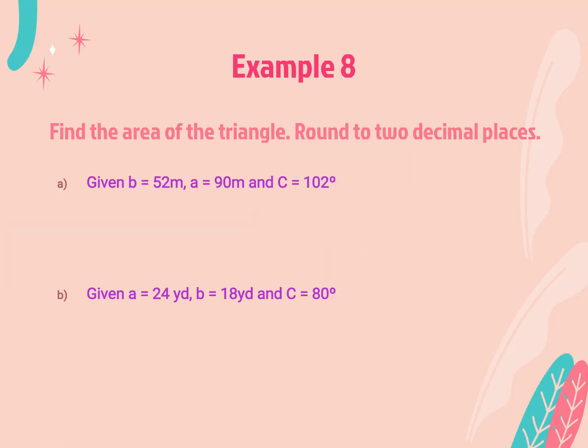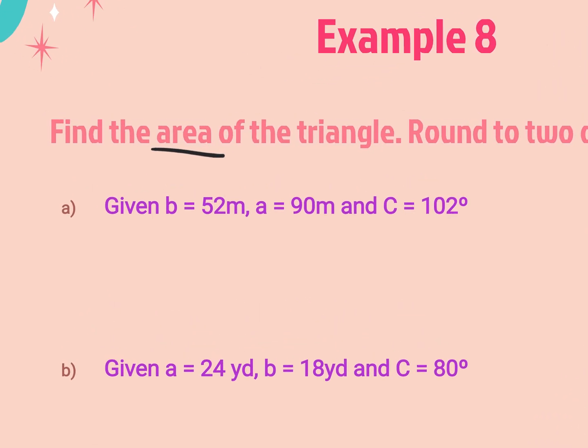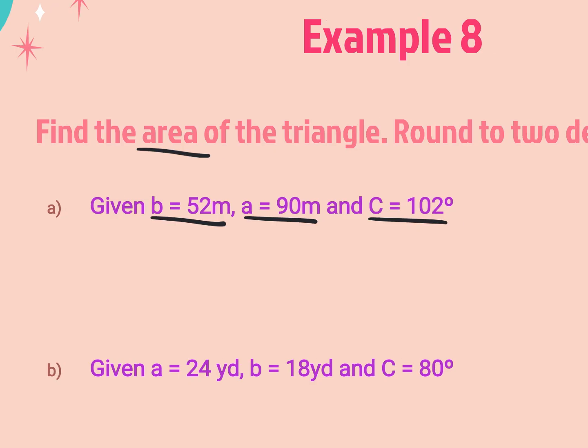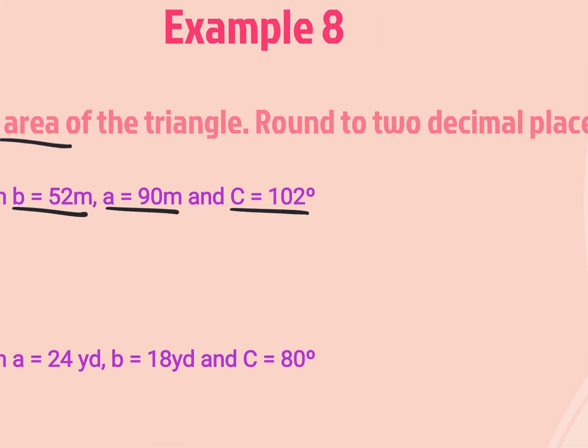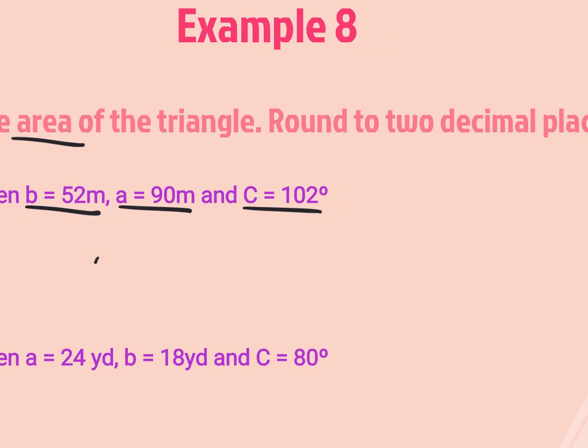So let's look at these. We want to find the area of these triangles. Let's start with this one. We're given a B, an A, and an angle C. So scroll up. Do we have any formula that relates A, B, and an angle C? Yeah, right? Should be the second one that's there. So it's going to be 1/2 AB sine of C. So it's going to be 90 times 52 times sine of 102.